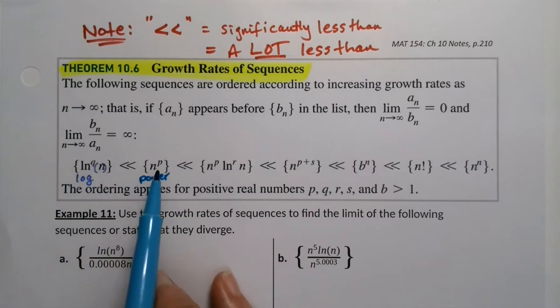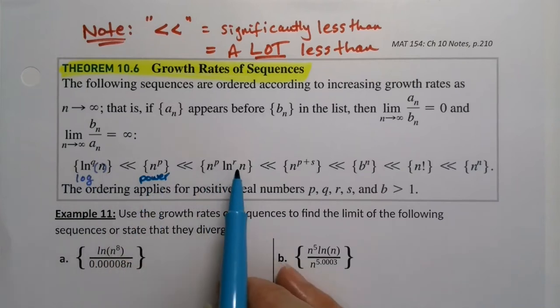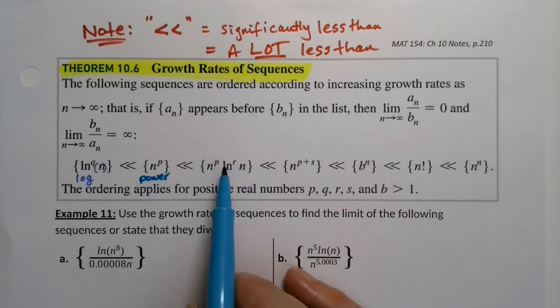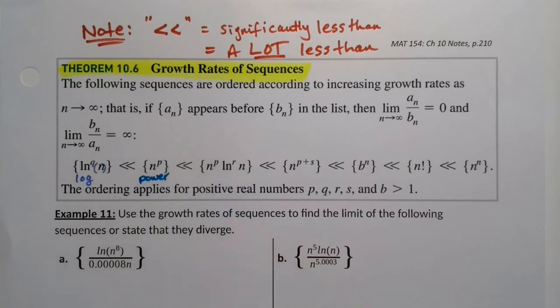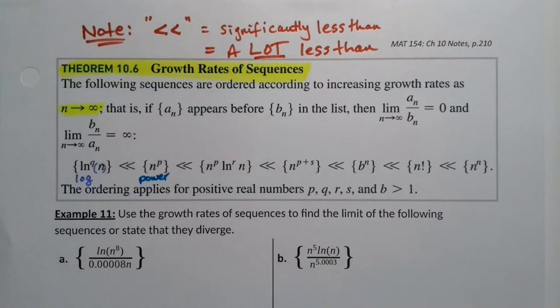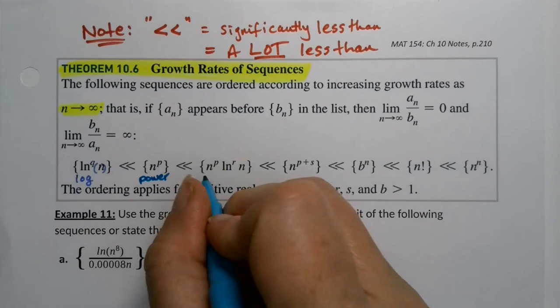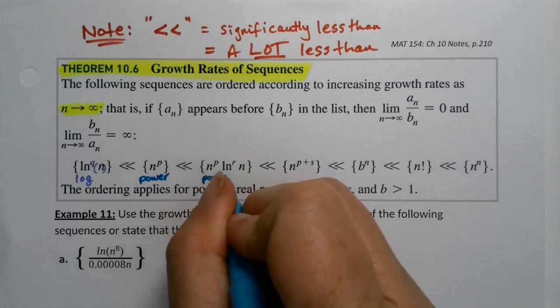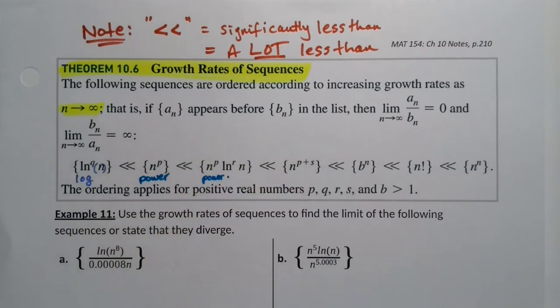A power function is less than a power times a logarithm because they're being multiplied. Keep in mind, by the way, that we're only talking about this as n goes to infinity. So we're only talking about positive values, right? All right, so that's a power times a log, which isn't very common to find, but nevertheless, there it is. So power times log.